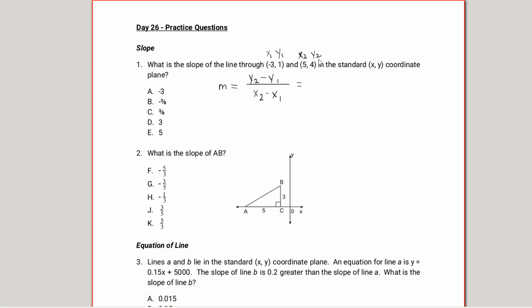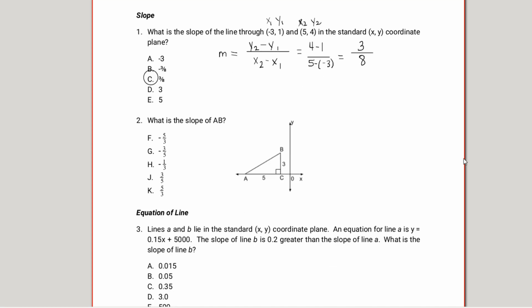So y2 minus y1 gives us 4 minus 1 divided by 5 minus a minus 3. Watch those minus signs. 4 minus 1 gives us 3. 5 minus a -3 is 5 plus 3, which is 8. And our answer is C, 3/8.